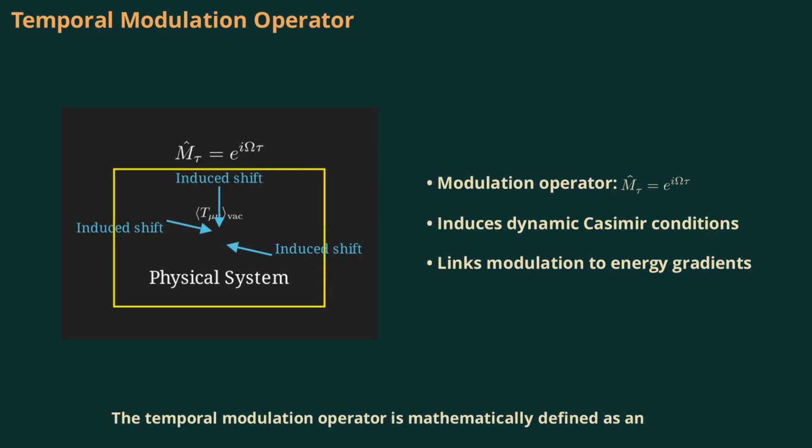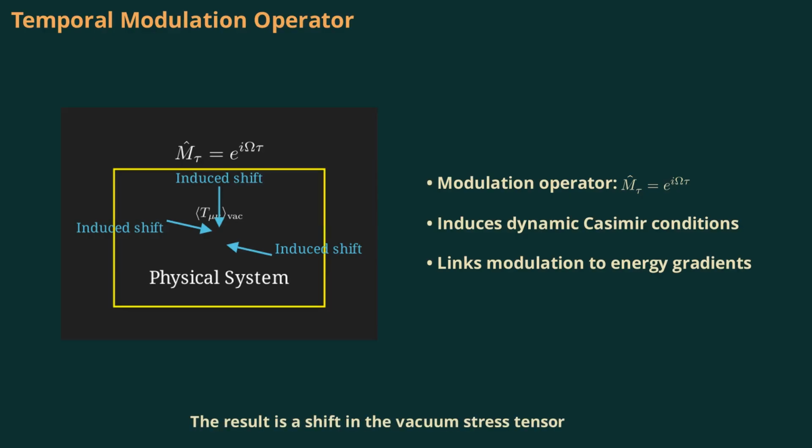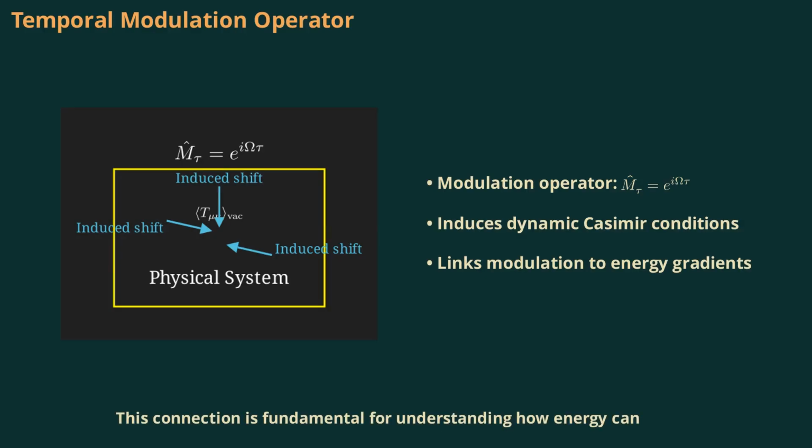The temporal modulation operator is mathematically defined as an exponential function of the modulation frequency and the temporal phase. This operator acts on the boundaries of the system, inducing dynamic changes in the vacuum state. The result is a shift in the vacuum stress tensor, directly linking temporal modulation to gradients in vacuum energy density. This connection is fundamental for understanding how energy can be extracted or manipulated from the vacuum for propulsion purposes.